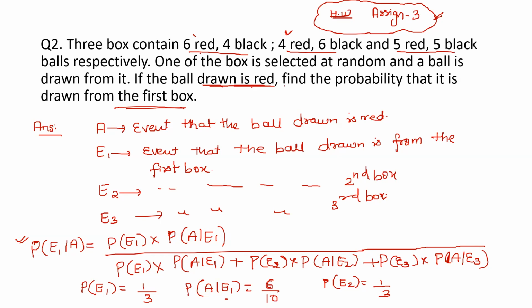No, that's not correct. The answer is 2 by 5. So I will write all the values here. P(A/E2) is 4 by 10. Then P(E3) is 1 by 3, and P(A/E3) is 5 by 10. Omer, are you getting all these values? Okay, then you have a calculation mistake. Please check the calculation again. The answer should be 2 by 5.